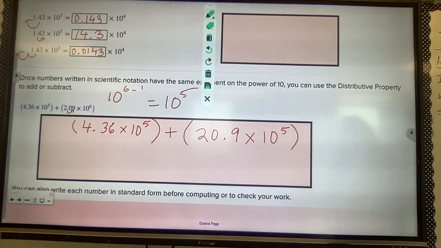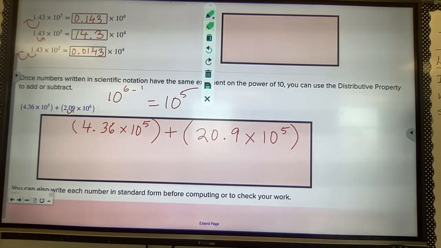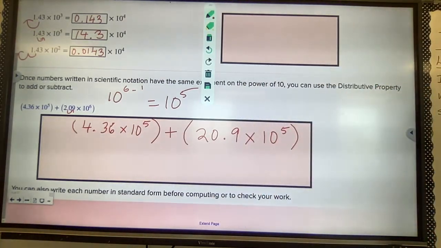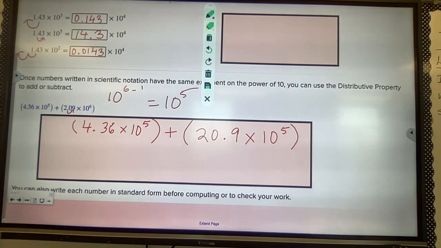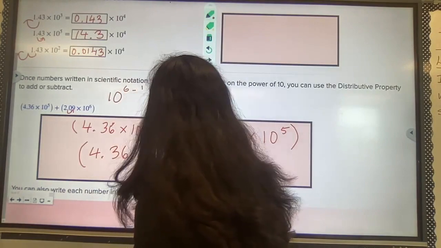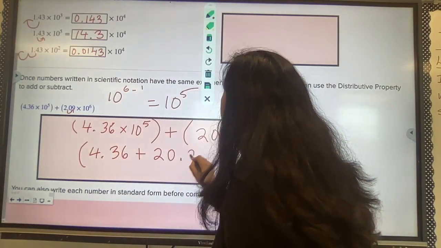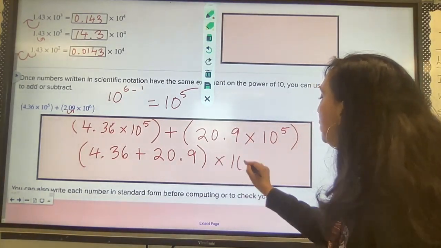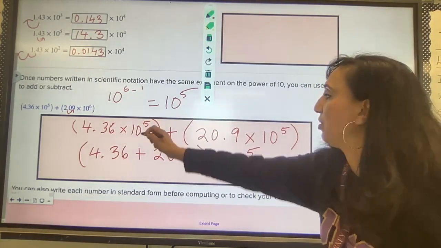Okay, and we have addition going on over here. So let me go ahead and I am going to take both of these numbers and group them together and then I multiply with the same power of 10. So, okay, here we go. I'm going to do 4 and 3600 plus 20 and 9/10, right? And times 10 to the fifth power. And this is where my distributive property is coming in.